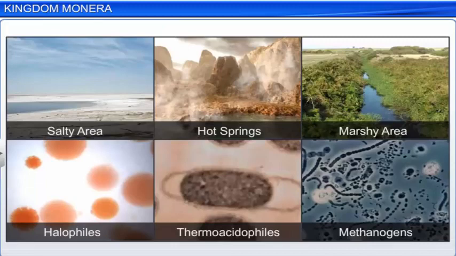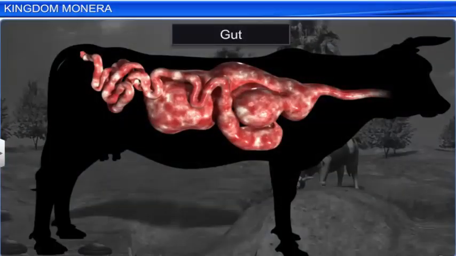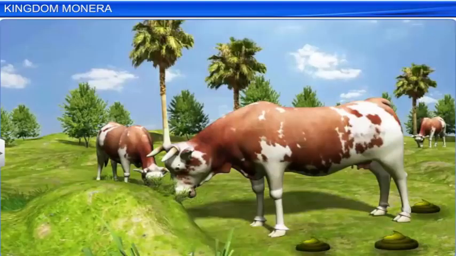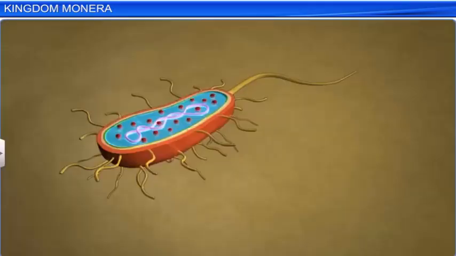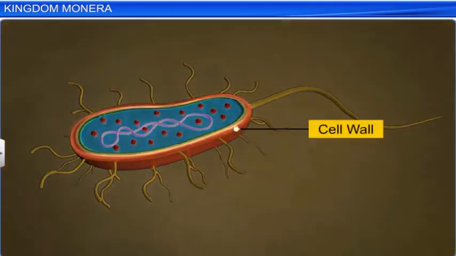For example, halophiles live in extreme salty areas. Thermoacidophiles live in hot springs, while methanogens live in marshy areas. Methanogens are also present in the gut of ruminant animals such as cows and buffaloes. These bacteria are responsible for the production of methane, also referred to as biogas, from the dung of these cattle. All archaebacteria have a different cell wall structure than other bacteria, which helps them to survive in extreme conditions.